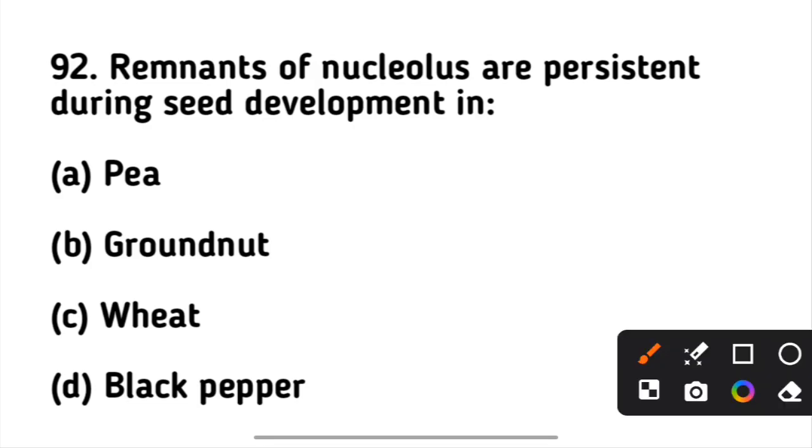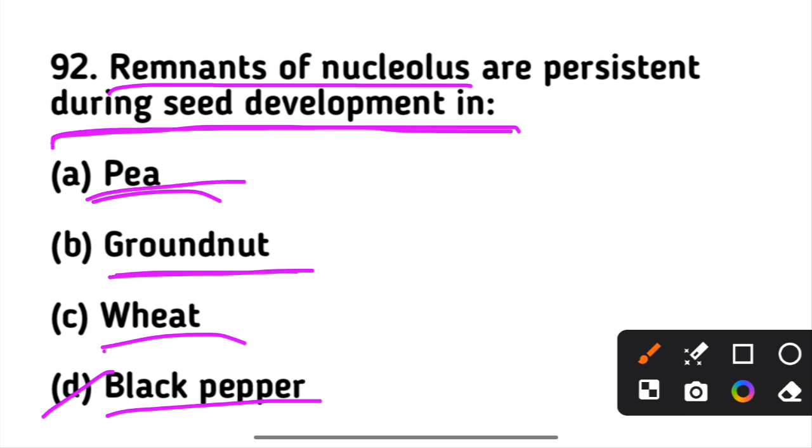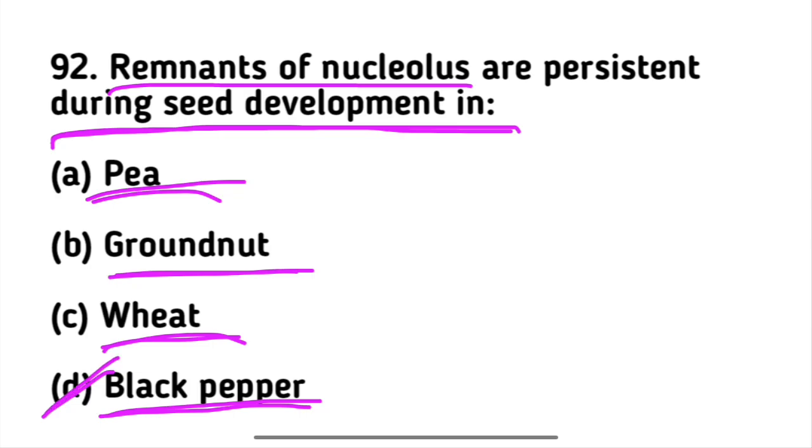Next, remnants of nucellus are persistent during seed development in pea, groundnut, wheat, black pepper. Option D is correct, black pepper.